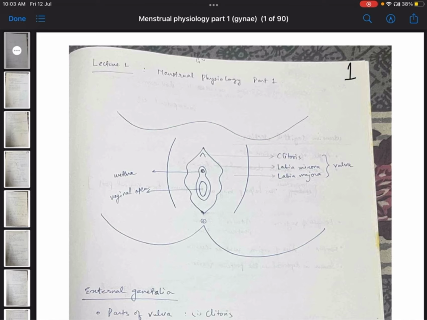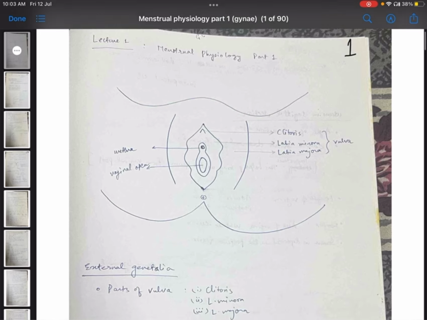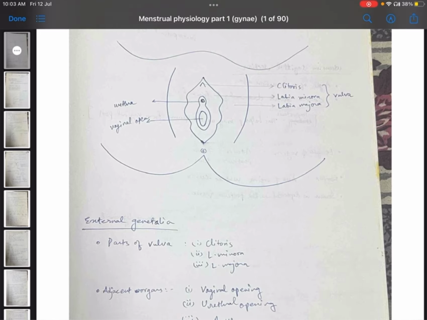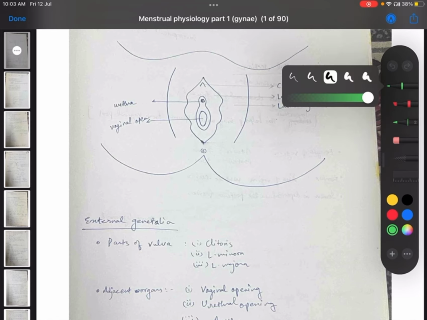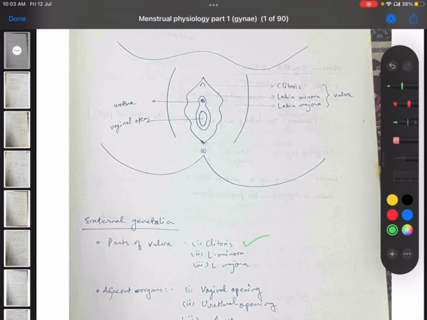Now let's understand the external genitalia. We can see the structure of the female genitalia here. External genitalia comprises the parts of the vulva. Now what is the vulva? The clitoris, the labia minora and the labia majora. Only these three make up the vulva. If there is any misconception, then make it clear: clitoris, labia minora and labia majora make up the vulva.